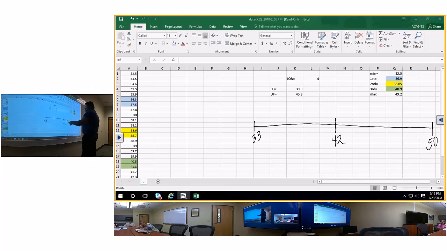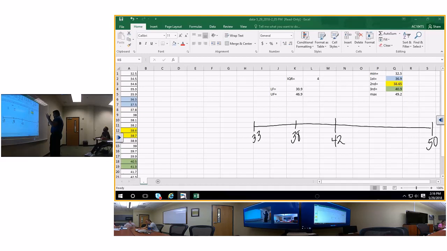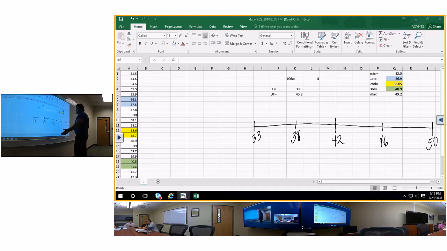42. 33 plus 42 is 75. Half of 74 is 37, right? 38, that's good. 42 to 50, that's 92, right? Half of 92 is 45, 46, thank you. Now you can get it down, 33 to 38, that's 5. Half of 5 is 2.5, so that's 35, that's good enough. 38 to 42, that's 4, that'd be 40. 42 to 46 is 4, half is 44. 46 to 50 is 4, that's 48.